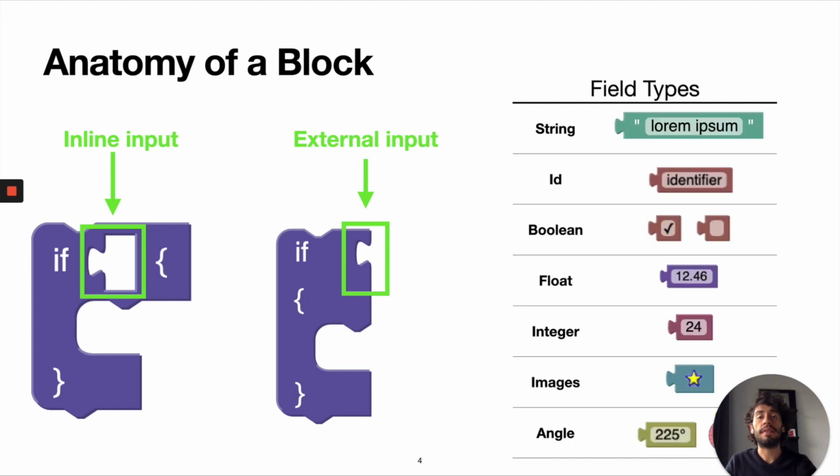Likewise, block-based environments have some built-in data types. So these are a few examples of those data types. They have custom blocks for strings, IDs, booleans, floating point numbers, integers, images, and even for angles. This is interesting from the DSL perspective.